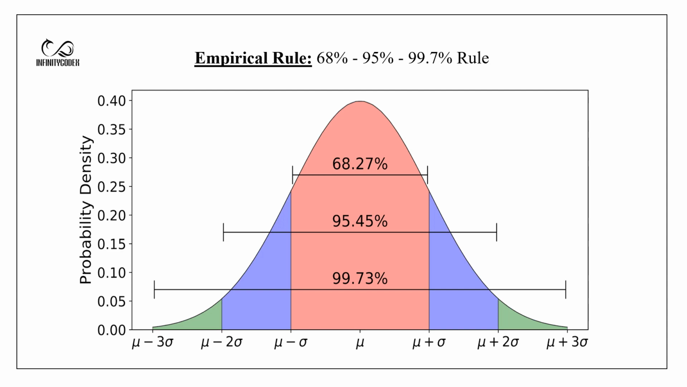And finally, it states that 99.7% of our data values will lie in the third standard deviation, that is from mu minus 3 sigma till mu plus 3 sigma. Any value which is lower or above the third standard deviation is usually considered an outlier.